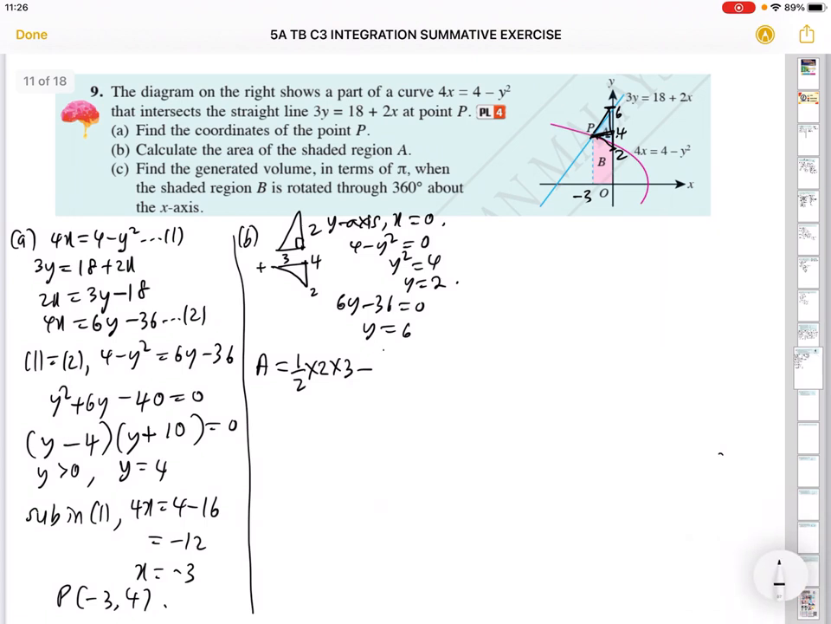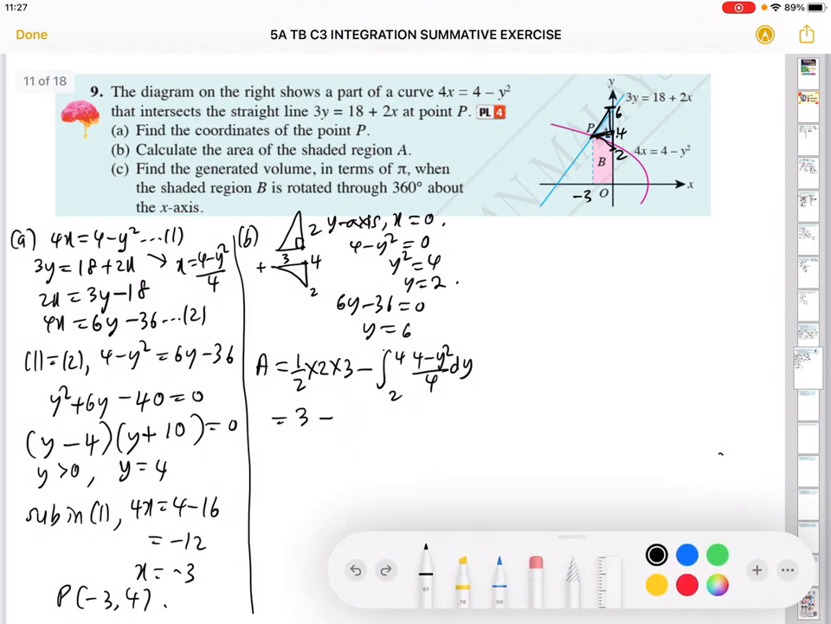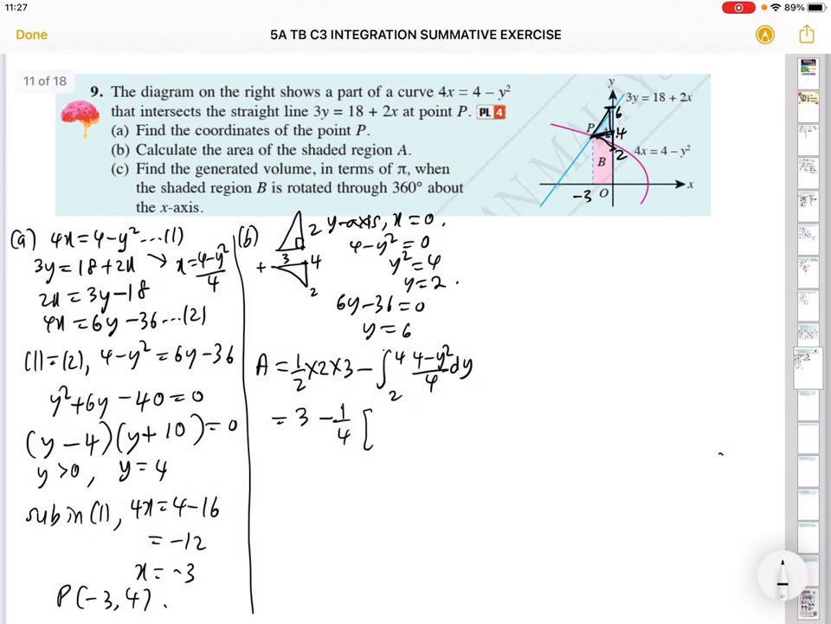And let's make x the subject. Look at equation 1. x will be 4 minus y squared over 4, right? Because of my limited space, I'm just going to squeeze in here and not rewrite. In fact, I like to take out the 4; taking out 1 over 4 is easier. When you integrate, this will be 4y minus y cubed over 3, lower limit 2, upper limit 4.